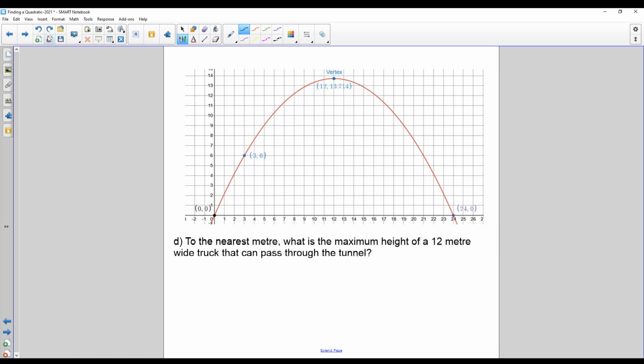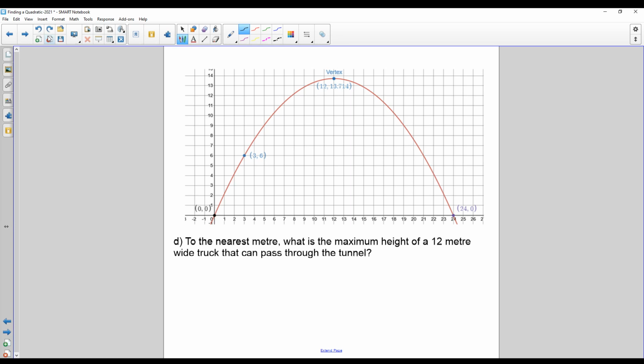24 meters along the ground from (0, 0) to (24, 0). It goes through those two points. So that's where the tunnel hits the ground. 3 meters from the edge of the tunnel, it's 6 meters high, perfect. Our vertex is at 12. And even though it's not showing you as 288 over whatever it was, that's what I put into Desmos, and that's where the vertex is. So that's what we've done so far.